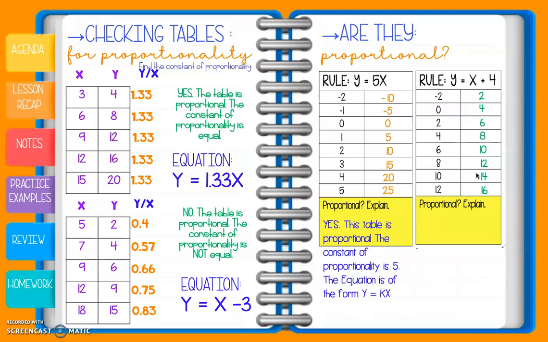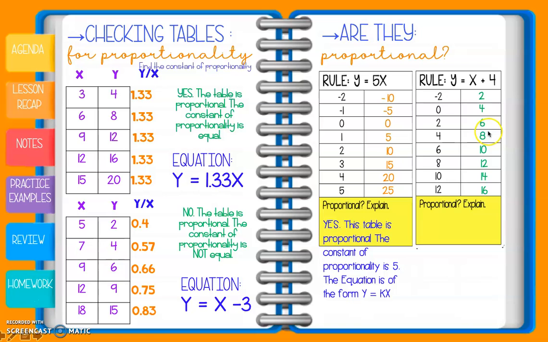Now, looking at this table, we need to determine if it is proportional or not. And again, there's lots of ways that we can do that. We can tell, number one, this equation is not proportional. The equation is not of the form y equals kx. So we've got x plus 4 here, not the same thing. Our constant of proportionality would be different for every row of the table. For this row, it would be -1. Okay, for this row, it would be 0. For this row, it would be +3. This row would be +2. So it would be different for every row of the table.